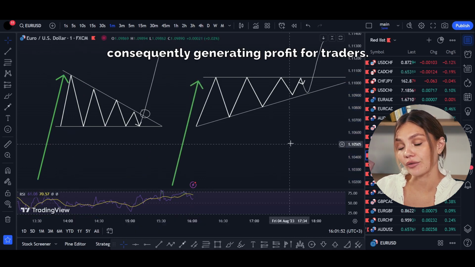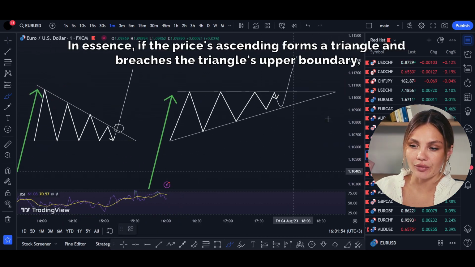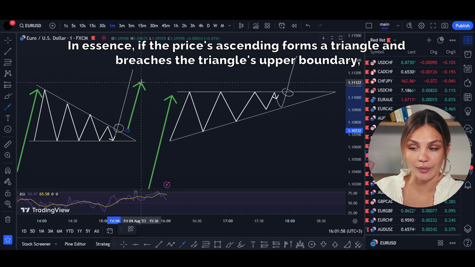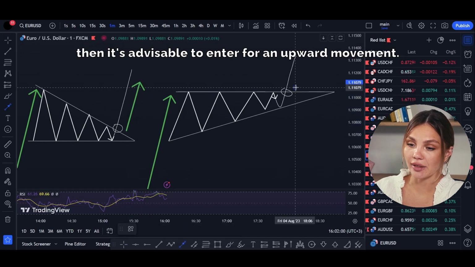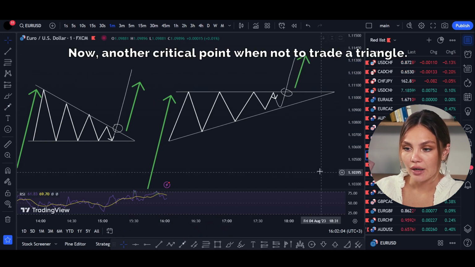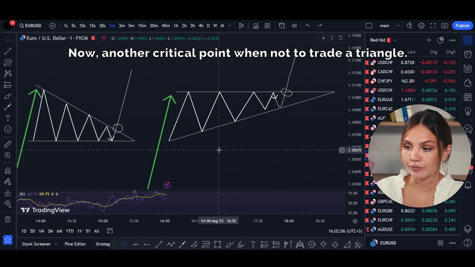Consequently generating profit for traders. In essence, if the price is ascending, forms a triangle, and breaches the triangle's upper boundary, then it's advisable to enter for an upward movement. Now, another critical point: when not to trade a triangle.